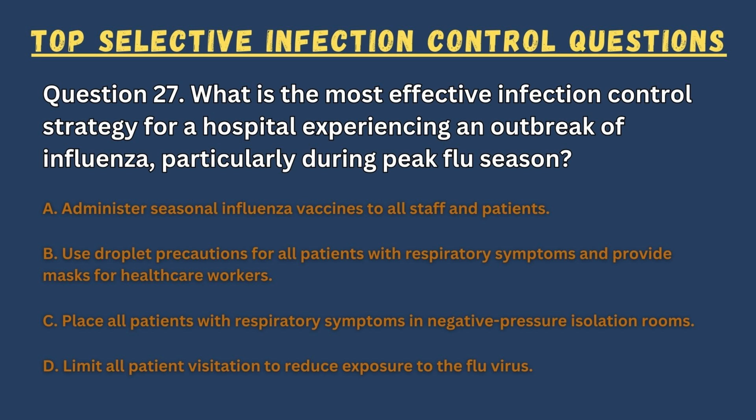Question 27. What is the most effective infection control strategy for a hospital experiencing an outbreak of influenza, particularly during peak flu season? A. Administer seasonal influenza vaccines to all staff and patients. B. Use droplet precautions for all patients with respiratory symptoms and provide masks for healthcare workers. C. Place all patients with respiratory symptoms in negative pressure isolation rooms. D. Limit all patient visitation to reduce exposure to the flu virus.